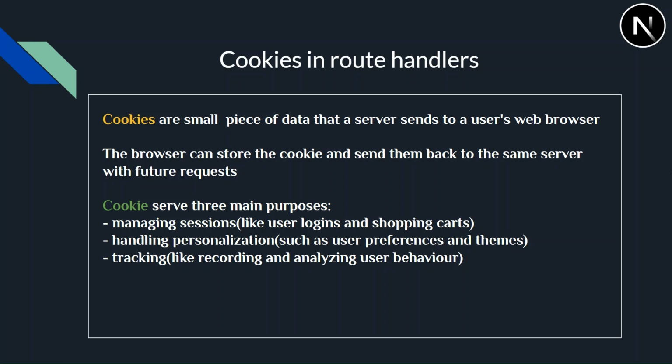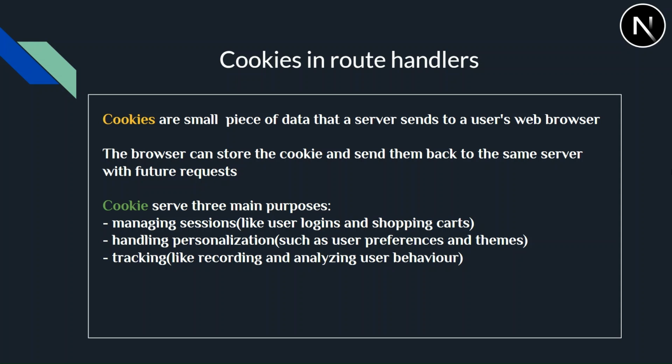Cookies serve three main purposes. First is managing sessions, such as user login or a shopping cart. Then we have handling personalization, so user preferences and themes can be handled with the help of cookies. And the third one is tracking, like recording and analyzing user behavior. These three main purposes are fulfilled with the help of cookies in a Next.js application.